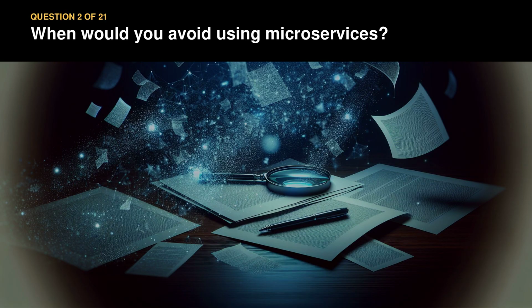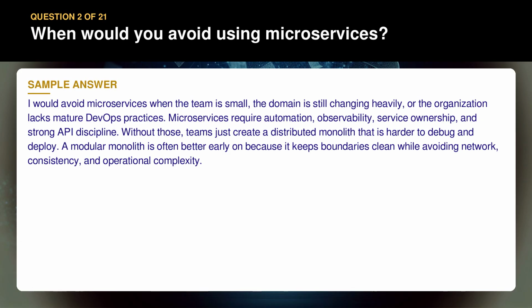Question 2. When would you avoid using microservices? I would avoid microservices when the team is small, the domain is still changing heavily, or the organization lacks mature DevOps practices. Microservices require automation, observability, service ownership, and strong API discipline. Without those, teams just create a distributed monolith that is harder to debug and deploy.